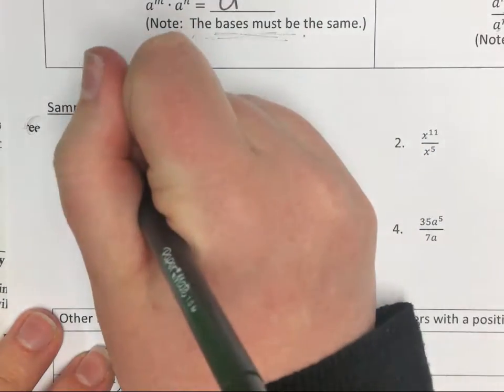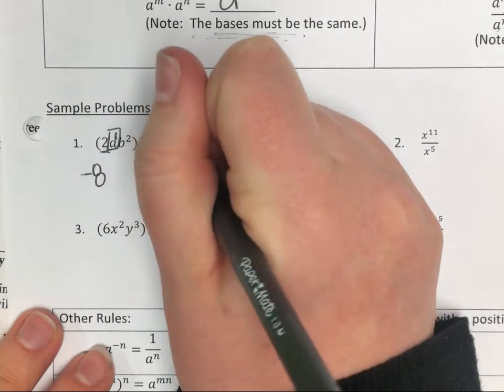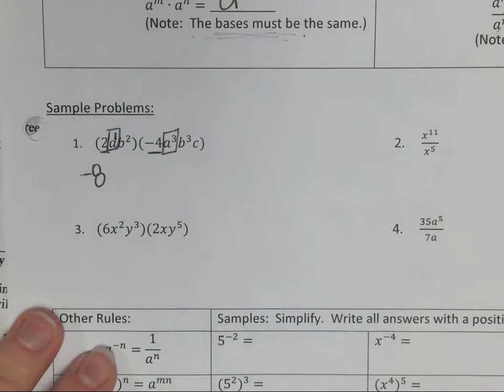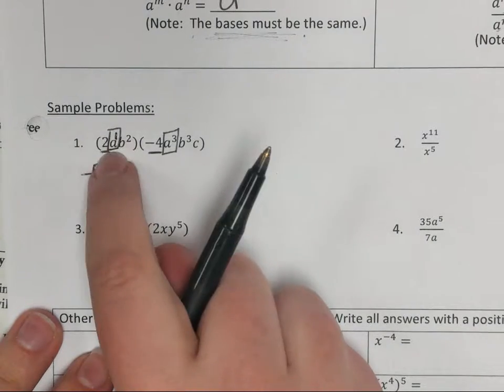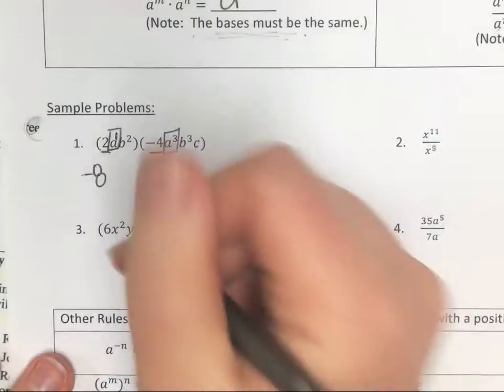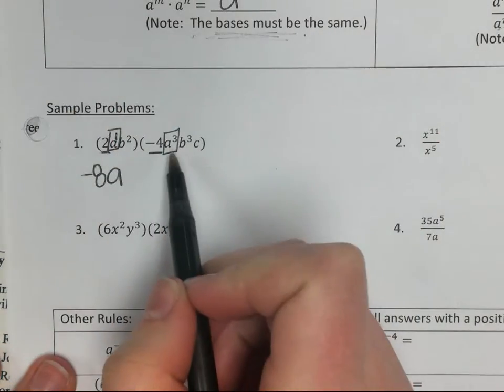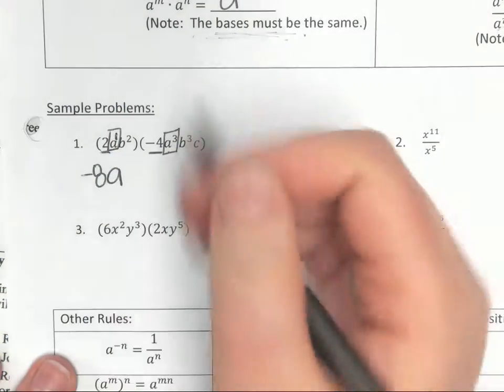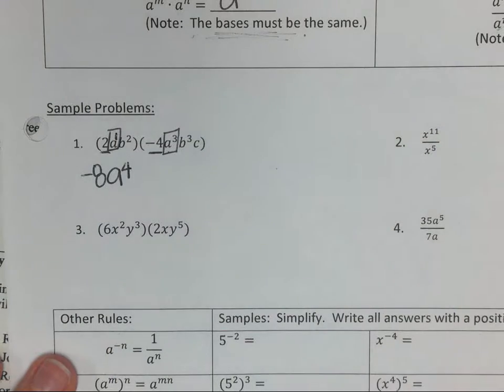So I have a here, and then I have a cubed here. What do I do with their exponents? Add them. Notice I'm only putting the a exponents together. They have to have the same base. So a to the first times a to the third gives us a to the fourth. 3 plus 1 is 4.